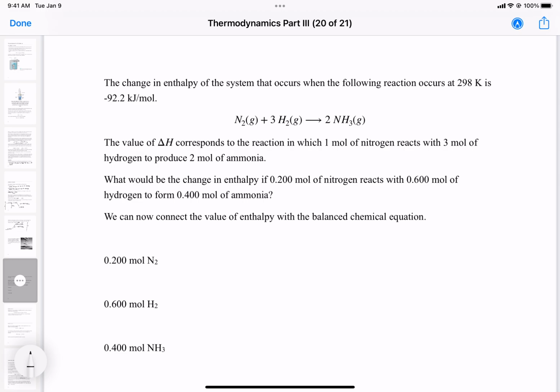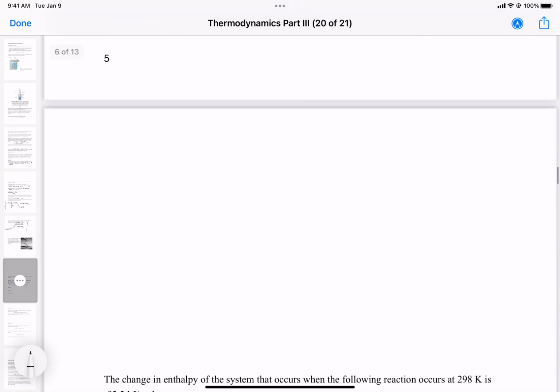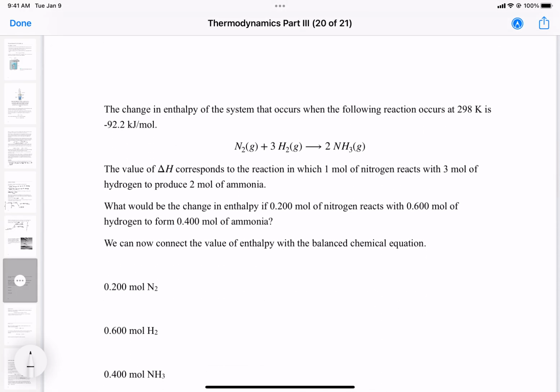Okay, so let's do this example here. The change in enthalpy of the system that occurs when the following reaction occurs at 298 Kelvin. It's an exothermic reaction. It's negative 92.2 kilojoules per mole. So for every 1 mole of nitrogen with 3 moles of hydrogen, we get 2 moles of ammonia gas. That's the synthesis reaction, the basis of the Haber process, where we make ammonia.